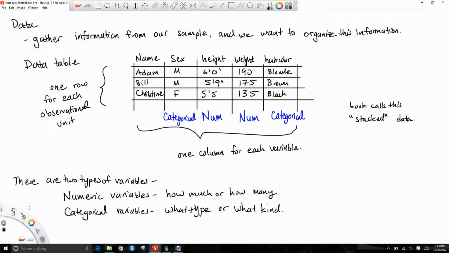Yeah, hair color would be categorical. So area code, even though it's represented with a number, is categorical. It's mostly tied to a geographic location, and it will just tell you what type of geographic location you were located in when you purchased your phone.